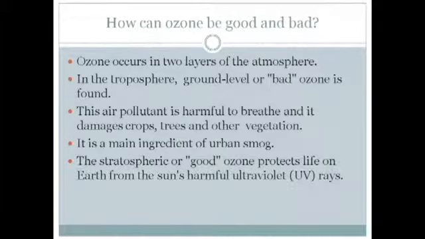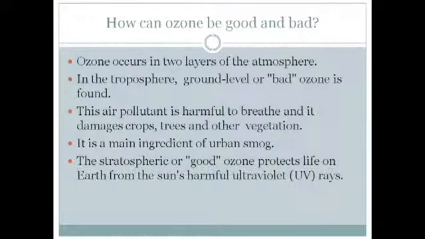It says that we know that ozone occurs in 2 atmospheres. It occurs in the troposphere, which is called ground level, and it occurs in the stratosphere. In the troposphere, ground level or bad ozone is found. This is harmful to breathe and it damages crops, trees, and other vegetation. So the ozone found in the troposphere is not good for the surface of the earth. It damages crops. It's bad for our breathing. It is harmful to us.